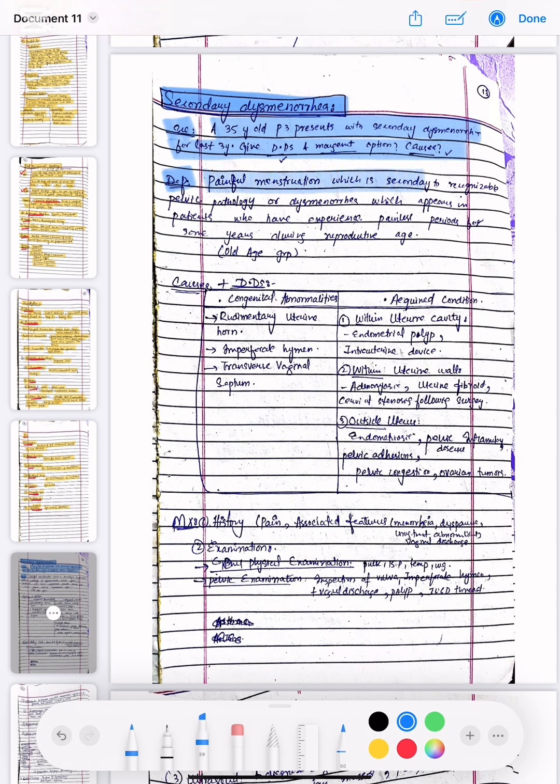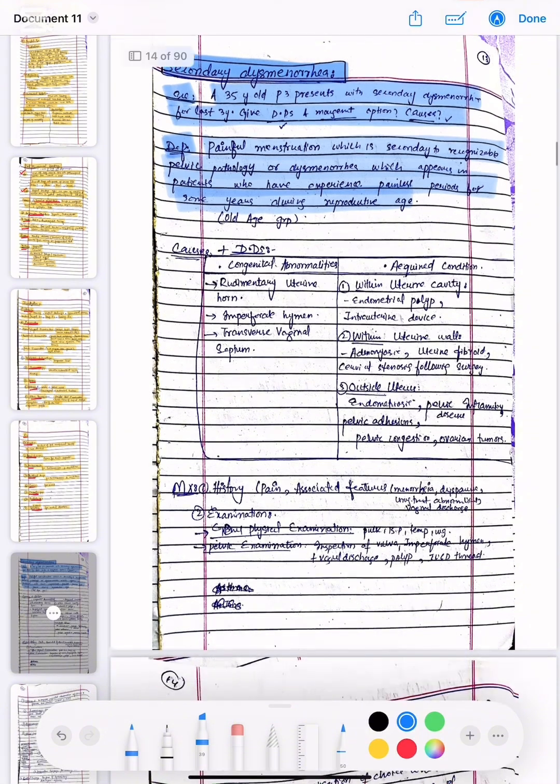Painful menstruation which is secondary to recognizable pelvic pathology, or dysmenorrhea which appears in patients who have experienced painless periods for some years during reproductive age. This is the definition of secondary dysmenorrhea: painful menstruation which is secondary to recognizable pelvic pathology, or dysmenorrhea which appears in patients who have experienced painless periods for some years during reproductive age.